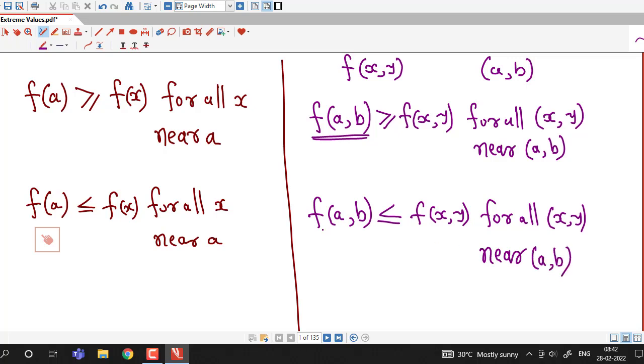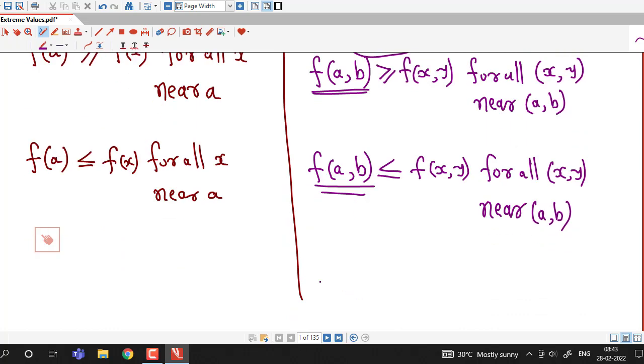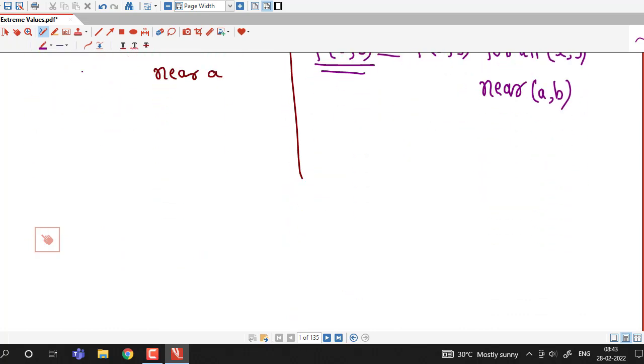then we can say that f of (a, b) is local minimum value of f(x, y), and either local minimum or local maximum, they are known as local extreme values. Local extreme value means either it is local maximum or local minimum. So this is the generalization of local extreme values from functions of one variable f(x) to functions of two variables f(x, y). Similarly, we can have this generalization for functions of three variables also.